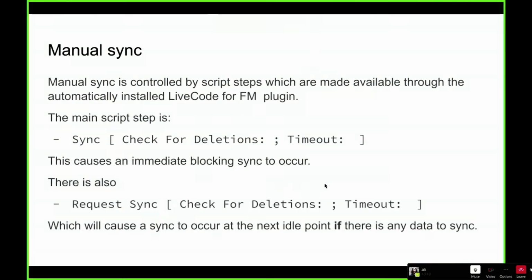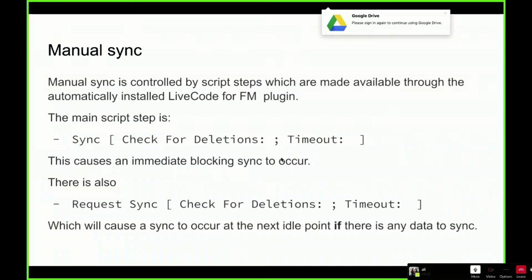Okay, so manual sync, by contrast, is controlled by script steps. These are script steps that are made available through the plugin, which is automatically installed by LiveCode for FM. So when you open LiveCode for FM, it will install the plugin, so that these script steps are available when you next open FileMaker. And the main one we want is just called sync. It has a check for deletions parameter and a timeout parameter.